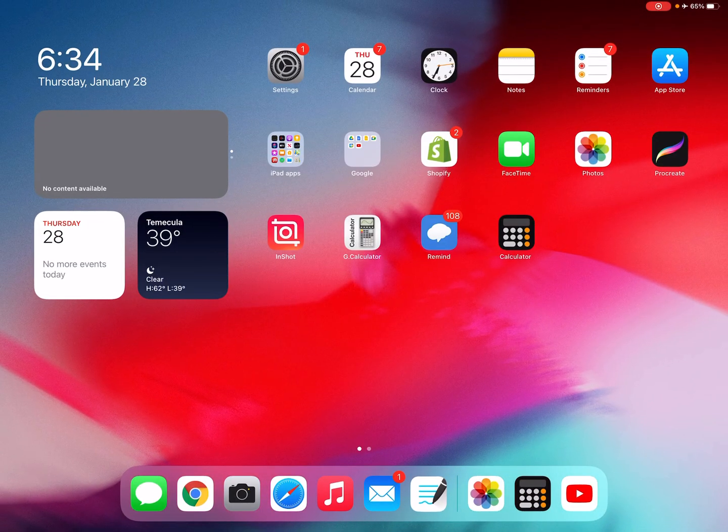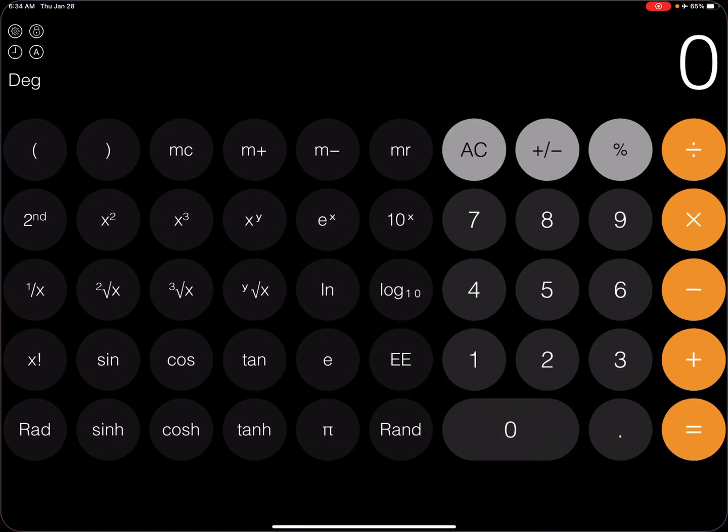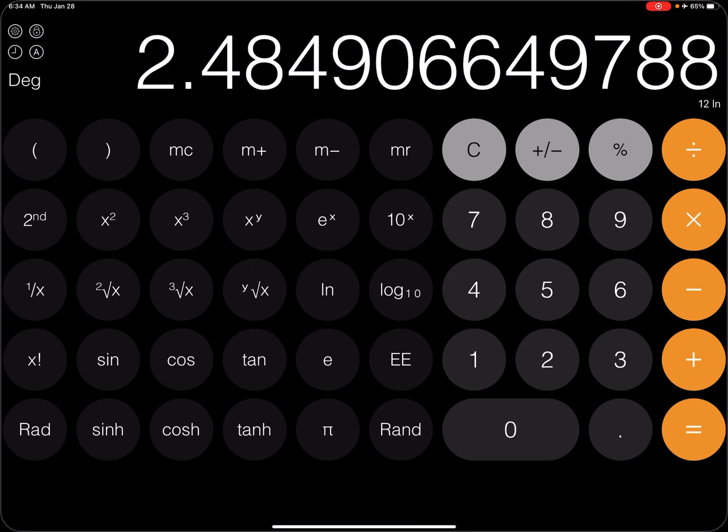So again, if we were practicing on our calculator, you would put in 12, take the natural log, and then add 2, which equals 4.485.